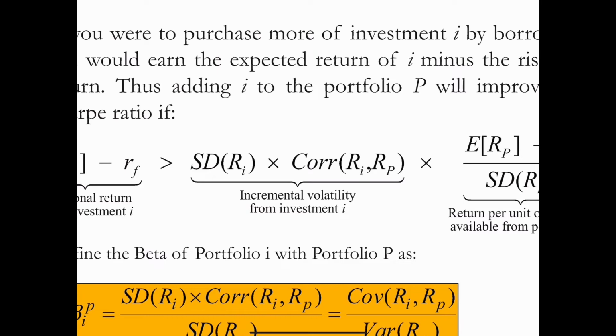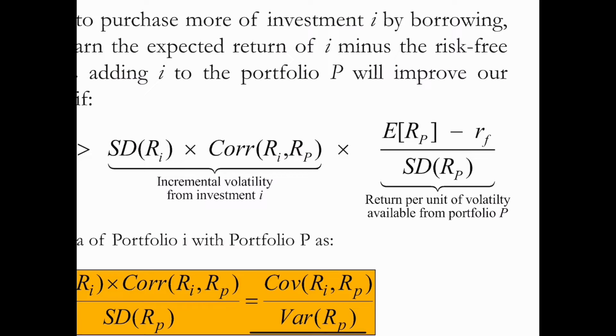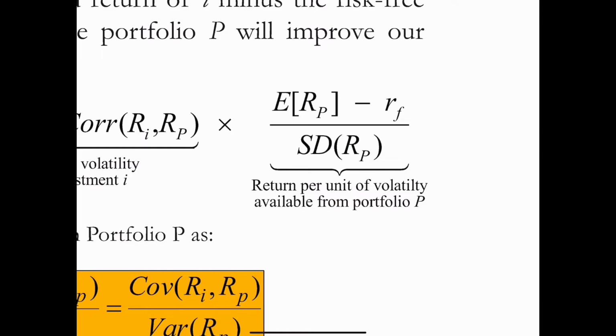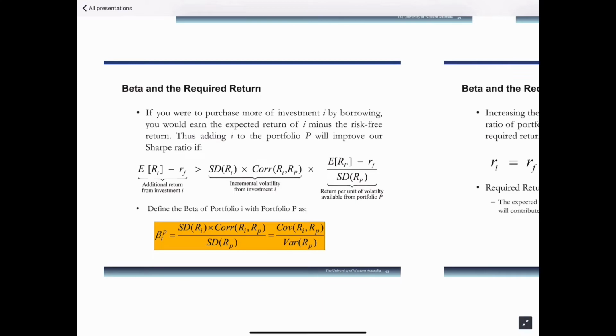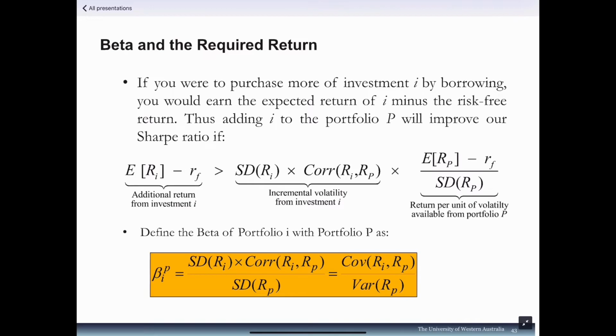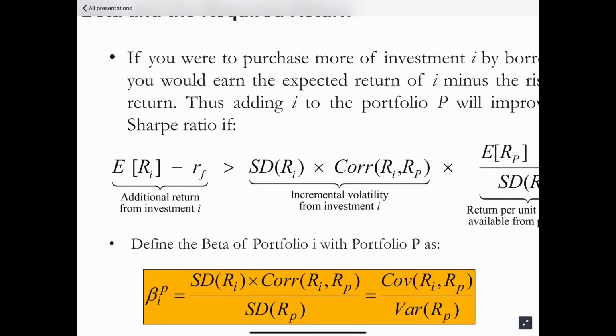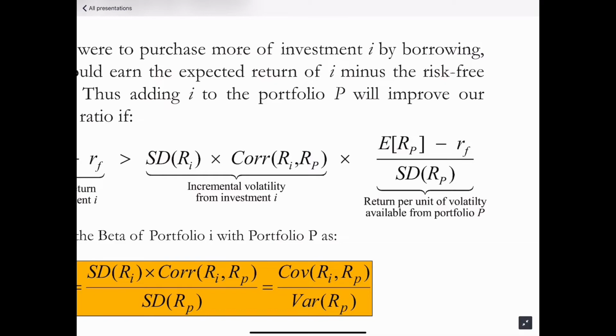So if I'm going to invest in this new stock I, I know it's going to increase my volatility. And given my existing trade-off of return and volatility, I would only invest in this stock I if the return I get is greater than this trade-off. Let me say that again. The only way for me to invest in the new investment I by borrowing is if I can get a higher return than the increase in risk, which is here, times the return per unit of volatility, which means that is like a, let me take another screenshot to show you.